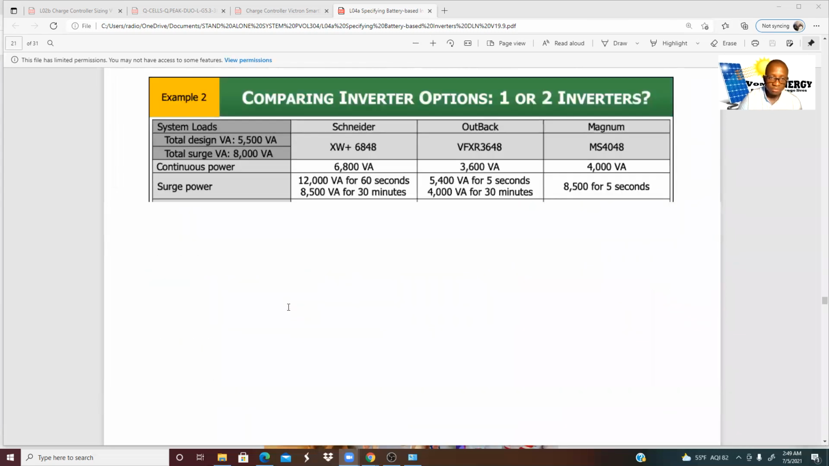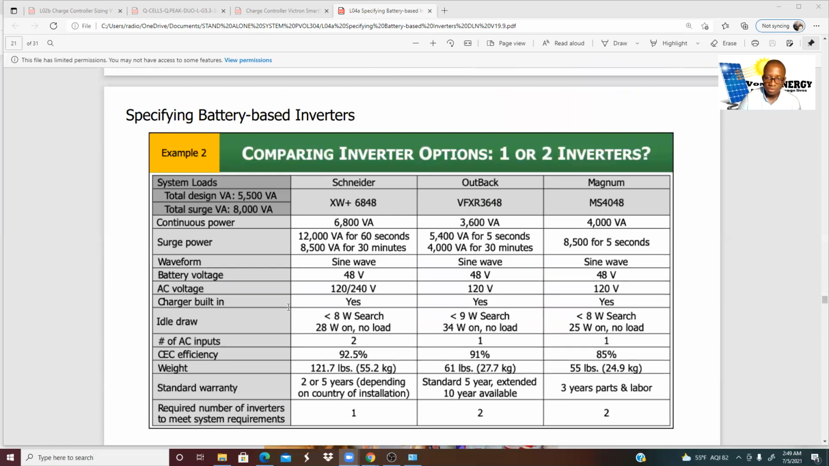I'm going to go further, comparing inverter options, one or two inverters. Now we look here, this is an example. We have our system load, then Schneider, the Outback, and the Magnum. Total design VA is 5,500. Total surge VA is 8,000. For the continuous power, we have 6,800 VA for Schneider, for Outback we have 3,600 VA, and for Magnum we have 4,000 VA.